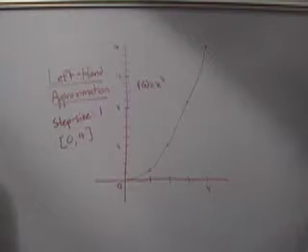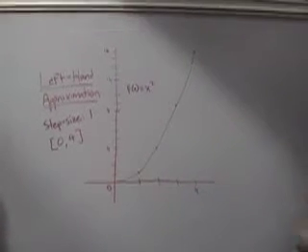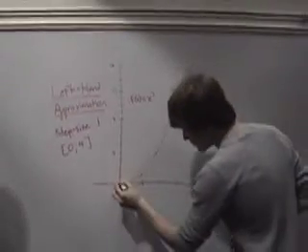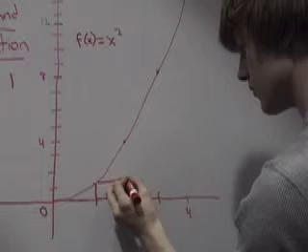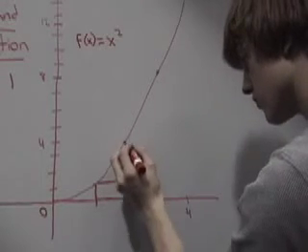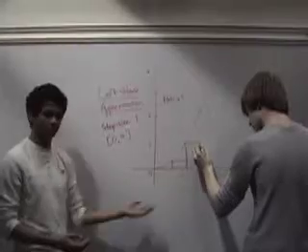Here we have the function f of x equal to x squared. So now to start this left-hand approximation, we'll draw in the rectangles. The width of the rectangles is determined by something called the step size. Here, we're working with the interval 0 through 4.